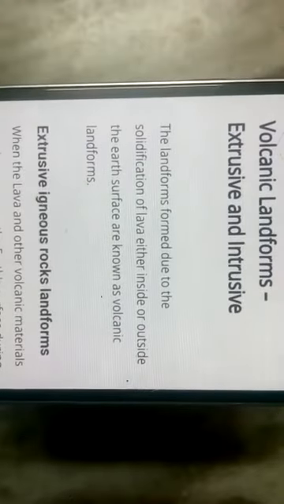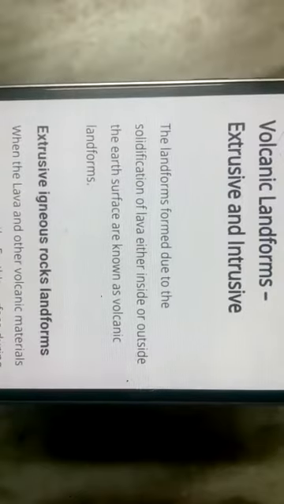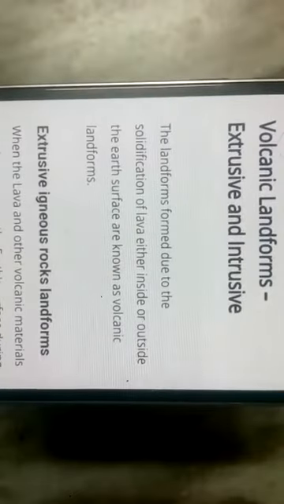landform. So let's start. As you know, a volcano is a place where gases, ash and molten rock material, means lava, escape to the ground. This lava comes from the magma chamber, means from the asthenosphere, and the location of the asthenosphere is below the crust. When this molten material exists in the asthenosphere, it is called magma. But when it comes on the earth surface, it is called lava.